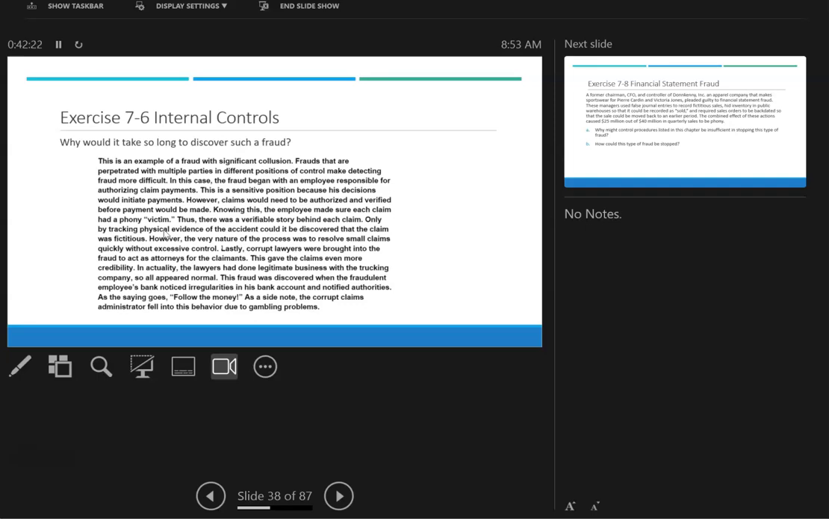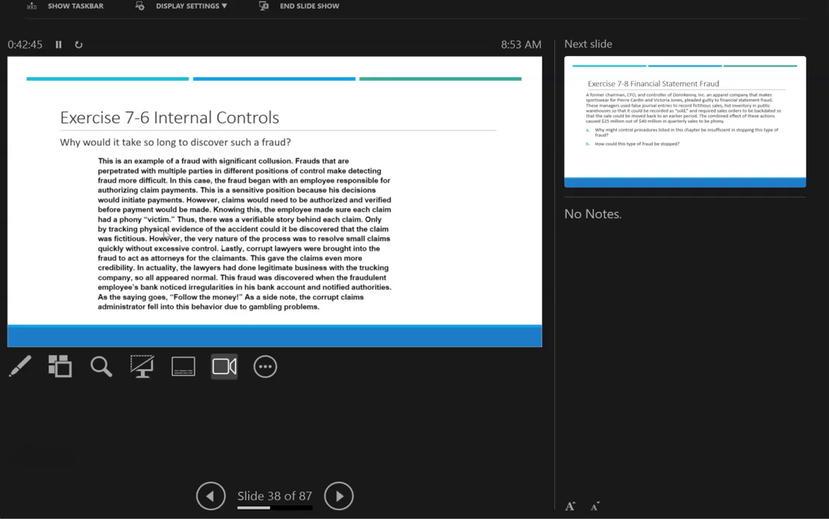In this case, the fraud began with an employee responsible for authorizing claim payments. This is a sensitive position because his decisions would initiate payments. However, claims would need to be authorized and verified before payment would be made. Knowing this, the employee made sure each claim had a phony victim.